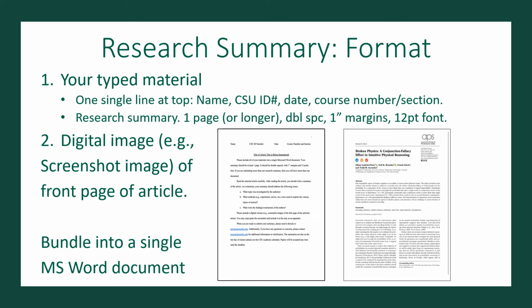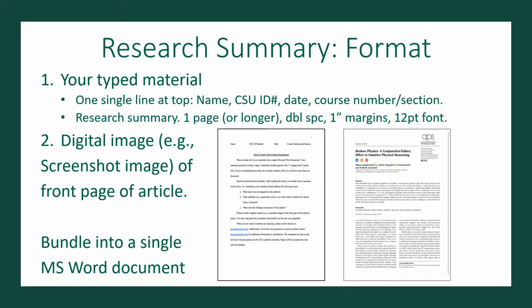First, you need to know what the finished product should look like. Your research summary paper must include 2 main sections in the following order, bundled into a single Microsoft Word document. The first main section will be your typed research summary. In one single line at the top, you should indicate your name, CSU ID number, the date, and the relevant course number and section number toward which you want to apply your research credit. Then your research summary should be 1 page or longer, double-spaced with 1-inch margins and 12-point font.